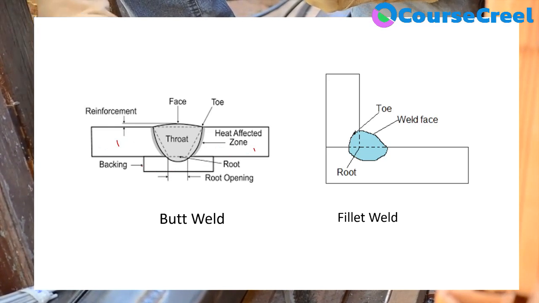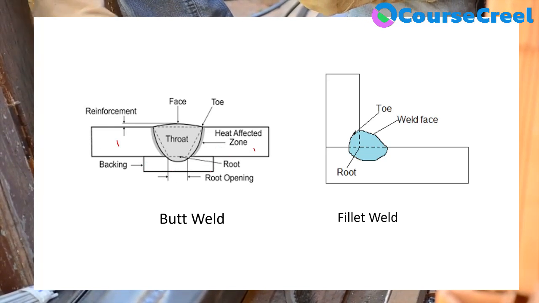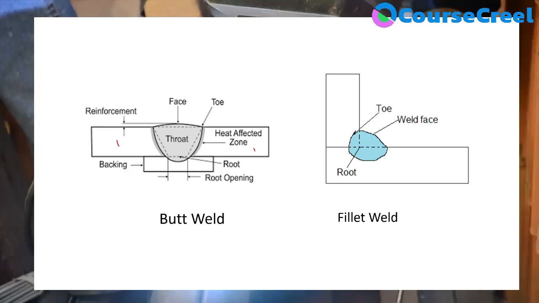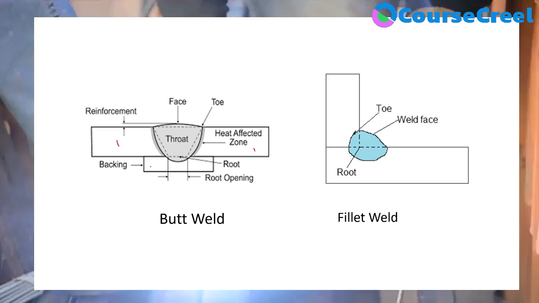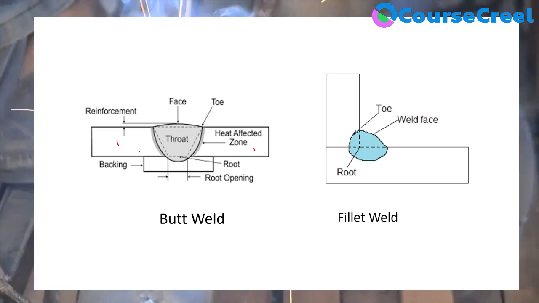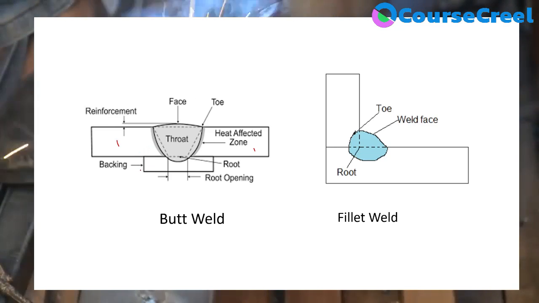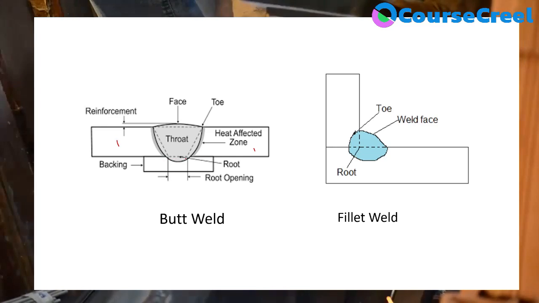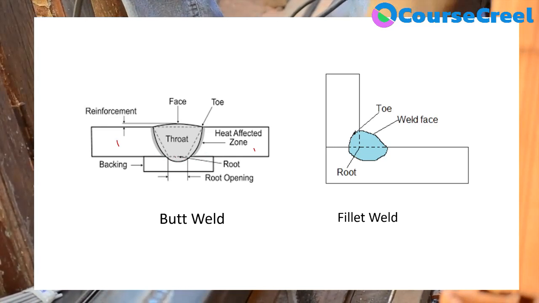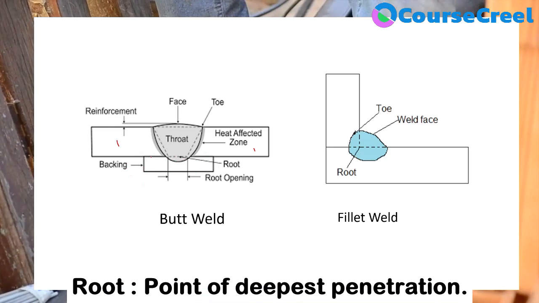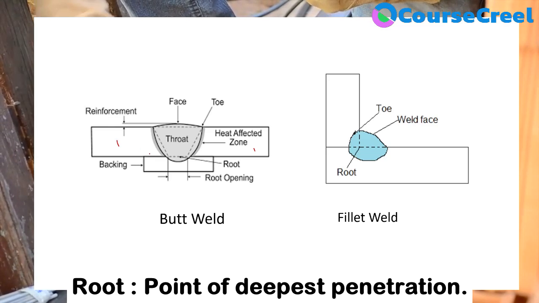Now if we want to define the backing, at the bottom of this base metal you can see this term written here: backing. Backing is the material which provides support to the base metal, and it is placed at the root side of the weld. Here you can see the root. The root side we can define as the bottom side of the base metal. So it is placed at the root side of the base metal and provides support to the base metal. Now what is root?